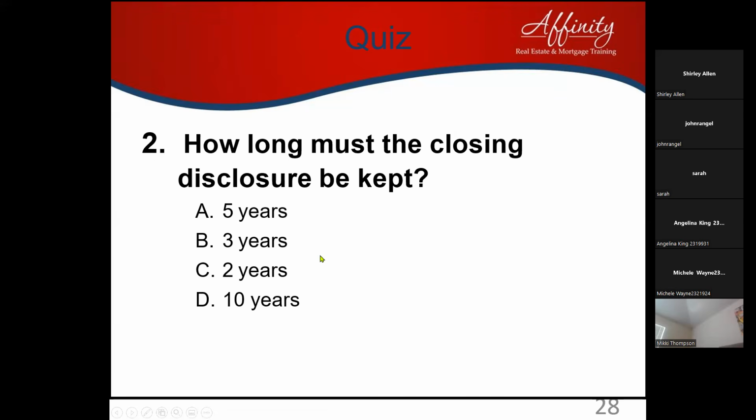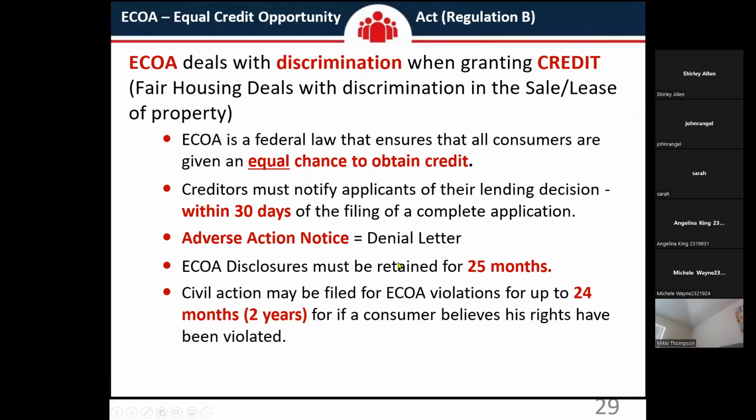How long must the closing disclosure be kept? Please post in the chat. Yep, got it. 5 years. Okay, we're going to talk about ECOA.